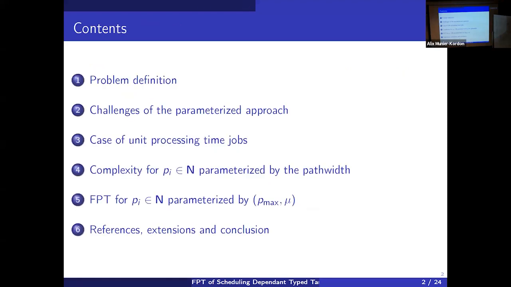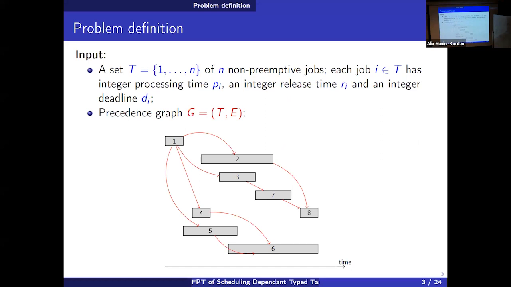Usually, we also consider precedence constraints. It means that, for example, you have a precedence constraint between these two jobs: you can start task 2 when task 1 is completely finished. So it's a usual definition of precedence constraint. And the precedence graph, which is a directed acyclic graph, is also an input of the problem.